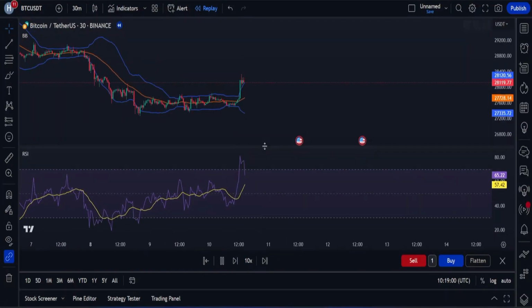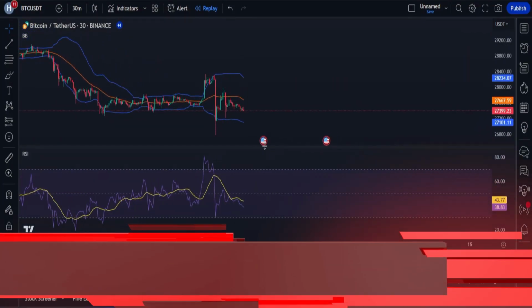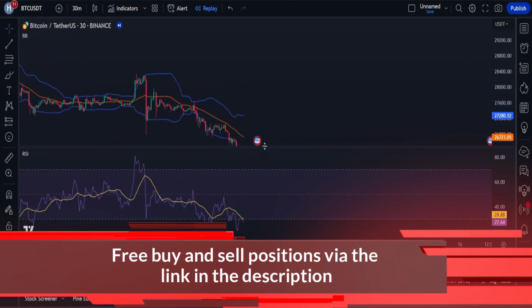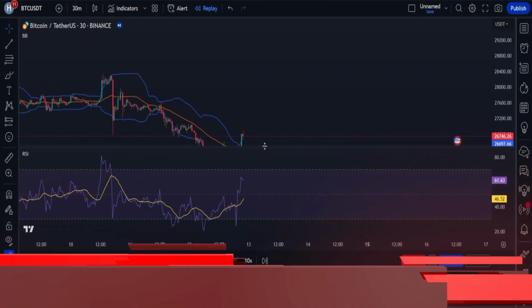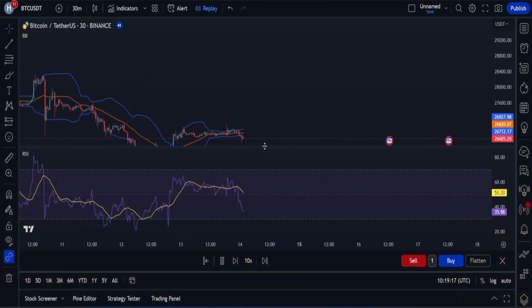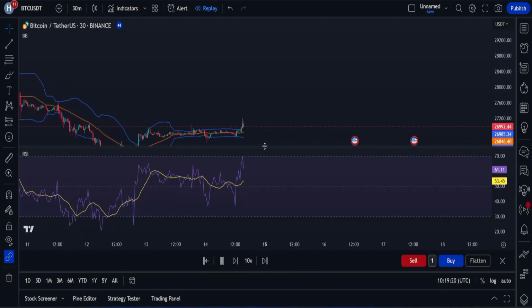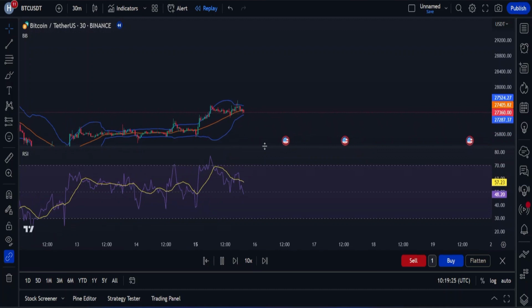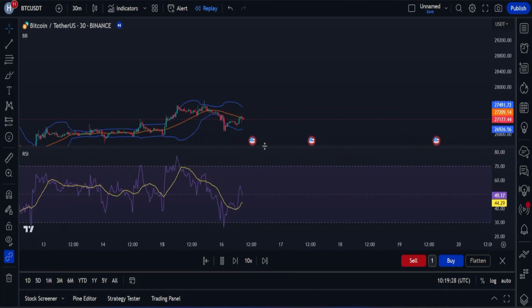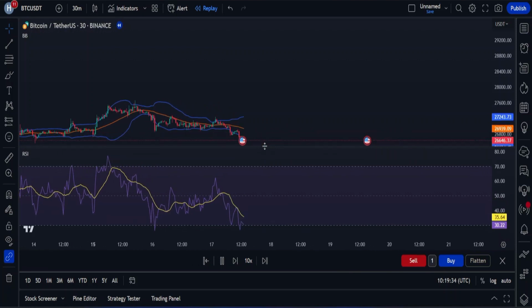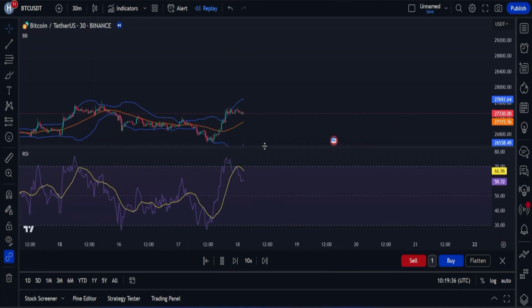Overall, this strategy is suitable for traders of all levels. It offers clear entry and exit signals, paving the way for profitable trades. By setting up the Bollinger Bands with specific parameters and incorporating the RSI, we aim to capitalize on mean reversion, entering buy trades when the price falls below the lower Bollinger Band and the RSI drops below 30. And sell trades when the price exceeds the upper Bollinger Band and RSI surpasses the 75 mark.